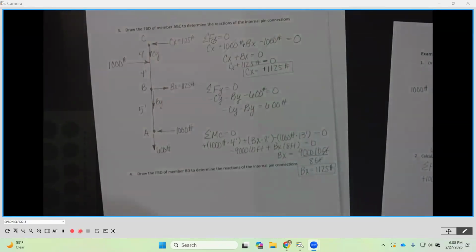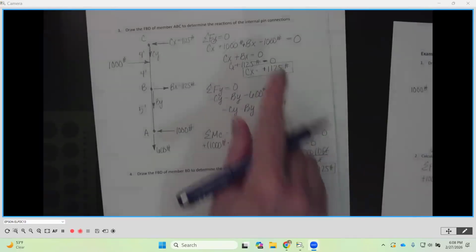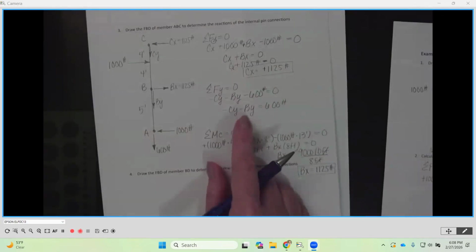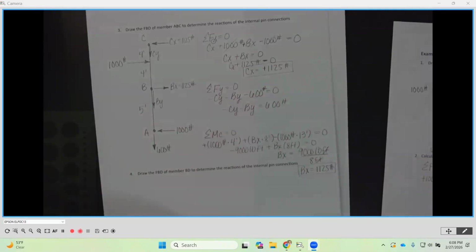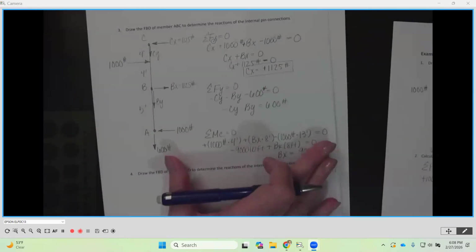Okay? So our moment around C did help us to find the X directions on here, but our Y's are still unknown. And that's okay, because now what we're going to do is we're going to move to the next member and maybe we can get some information there to help us out. Okay. So any questions so far?